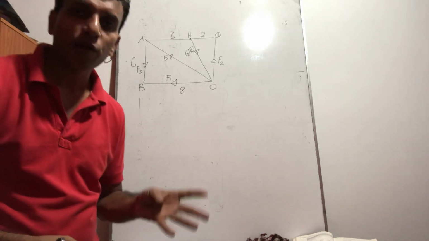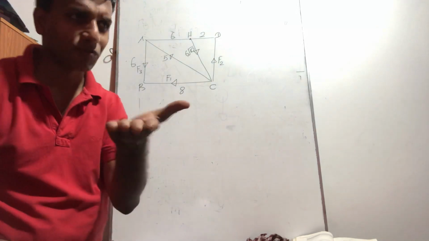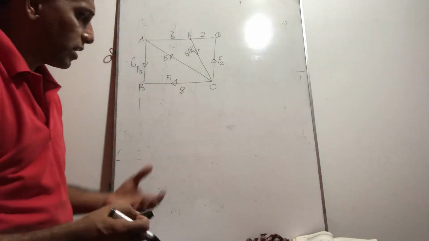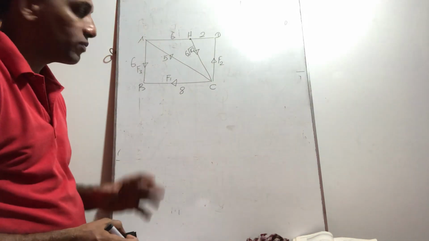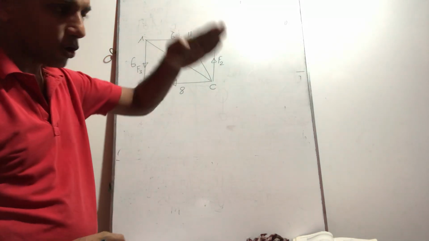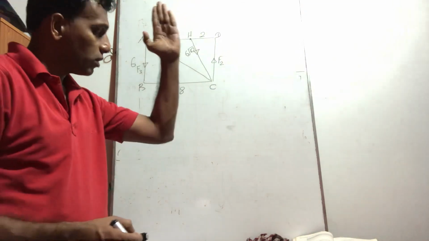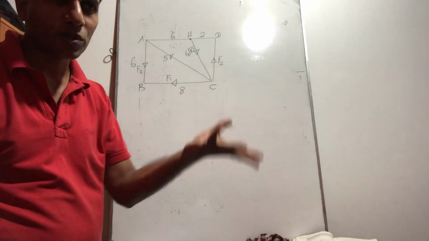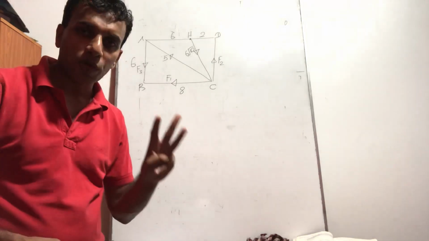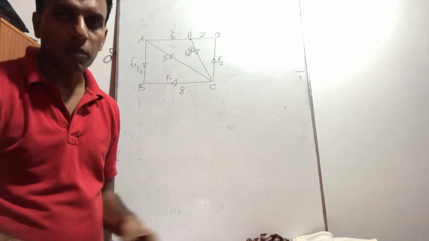The question is, if the system is in equilibrium, find the F1 value, F2 value. I hope you complete it successfully. Check with my answers: calculate F1, F2, F3. In equilibrium, the total horizontal component is 0, and the vertical component is 0. If you take moments about any point, that is also 0.